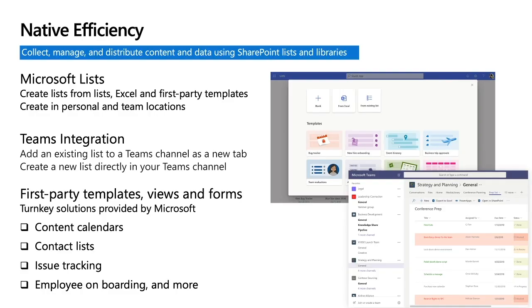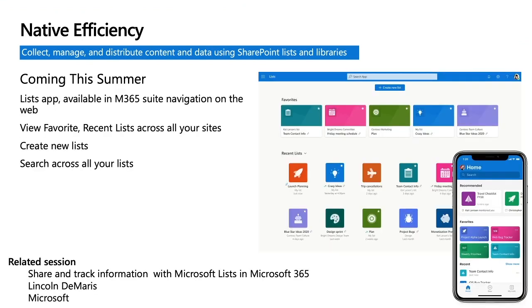Some of the first-party templates you will see us delivering would be content calendars, contact list, issue tracking, employee onboarding, and more. Coming this summer, we will have a new Lists app available in Microsoft 365, where every user, whether they are SharePoint users or not, would be able to go in and create lists and collaborate with users. And you also have the ability to search across all of your lists.